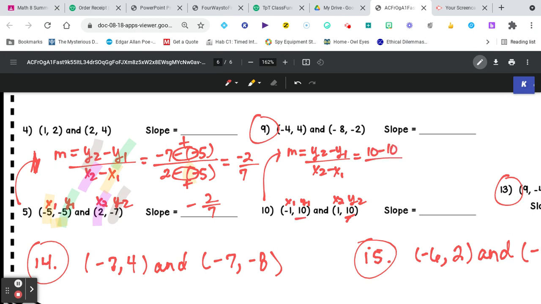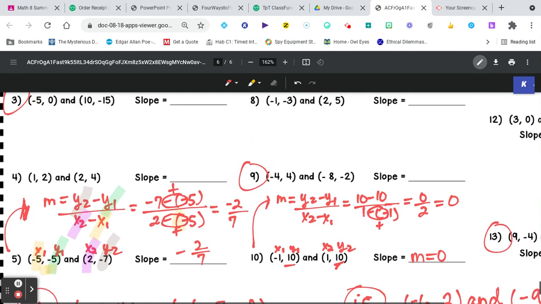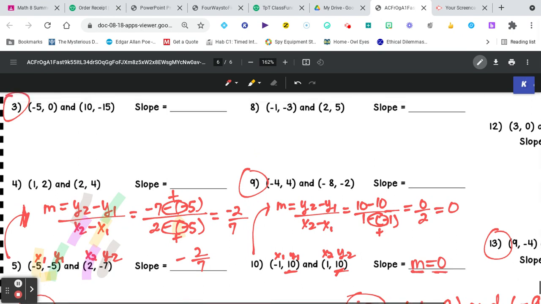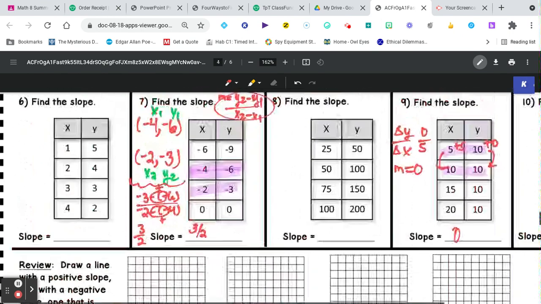So if you'll notice, your y's are the same on number 10. The second x is 1 minus the first x, which is negative 1. This is a double negative. It's a plus. So it's 0 over 2. But when 0 is on top, the slope is 0. Okay? But you should notice that your y's are the same. So again, if your y's are the same, the slope is 0. And we went over that up here. So I can find it.